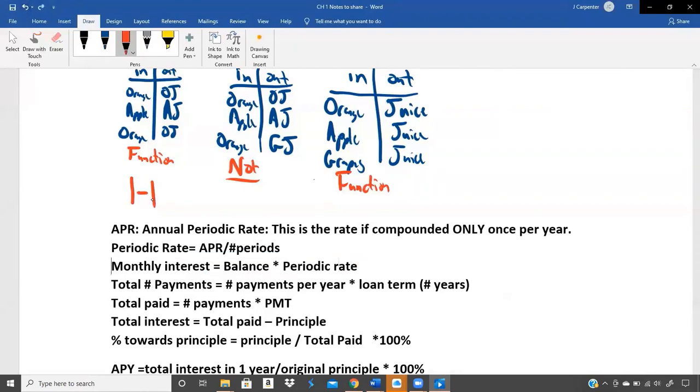Then we have, how do you find out the total number of payments on something? Well, it's the number of payments you make in a year times the loan term. So this is kind of a break point. These first three are really tied together. And then you'll get to this sometimes, but if you're not on a loan, then this is not really relevant. But we will do a lot of loans.